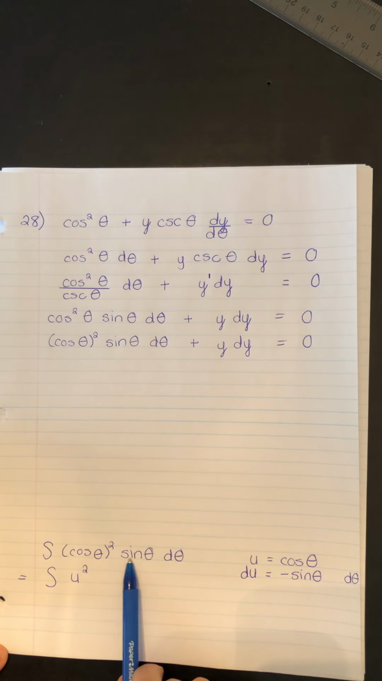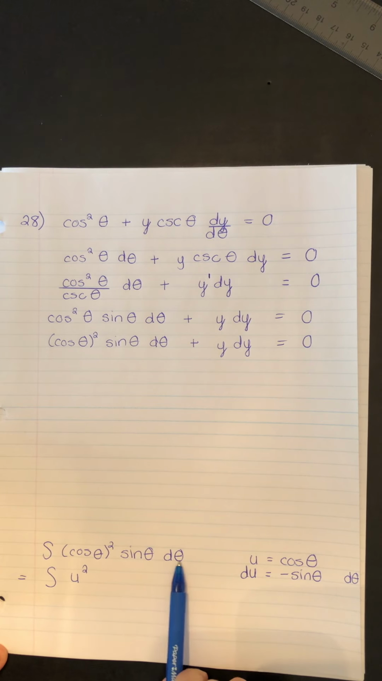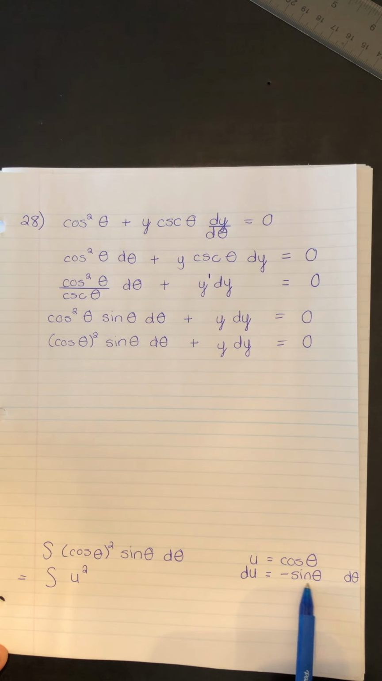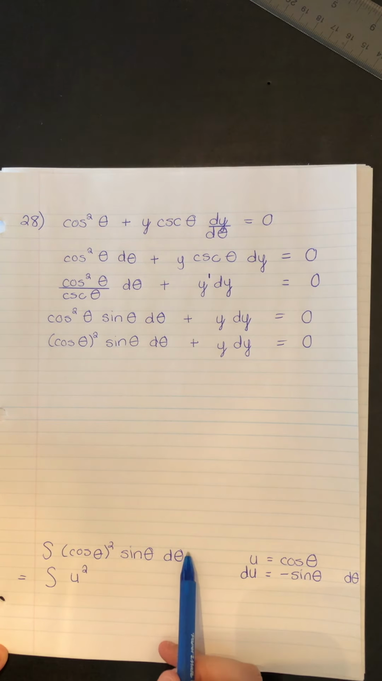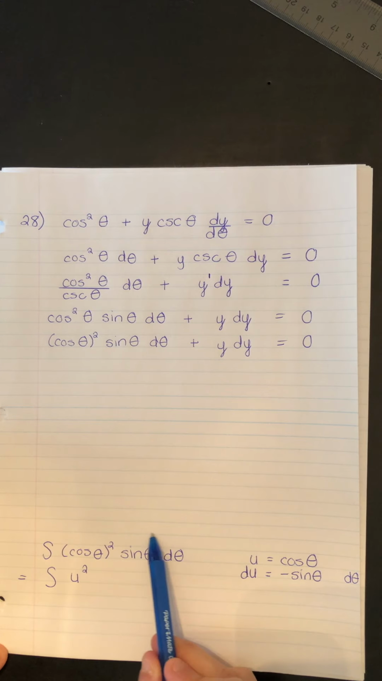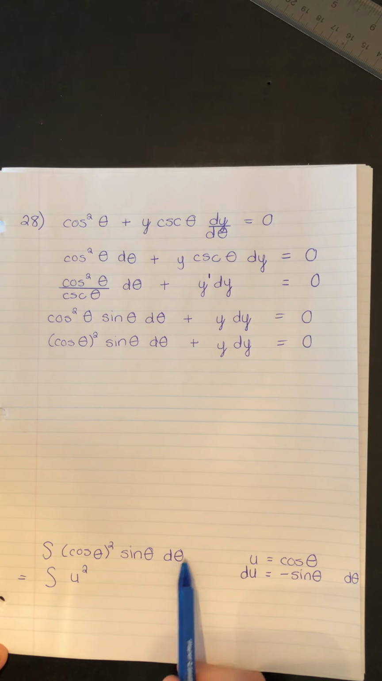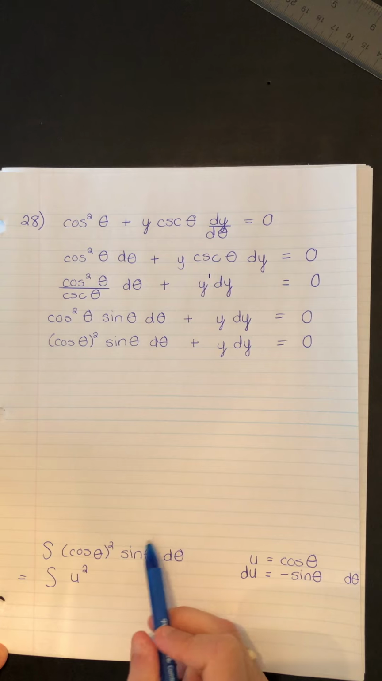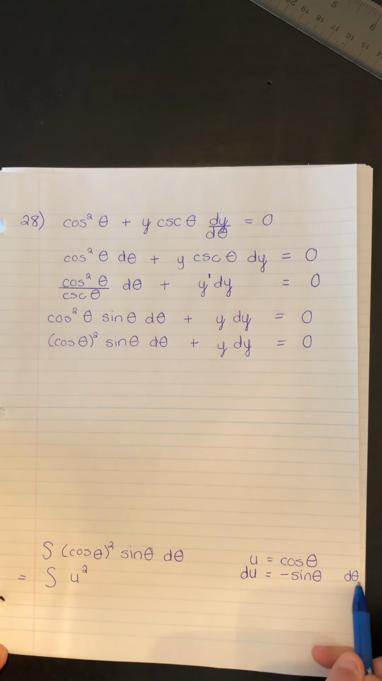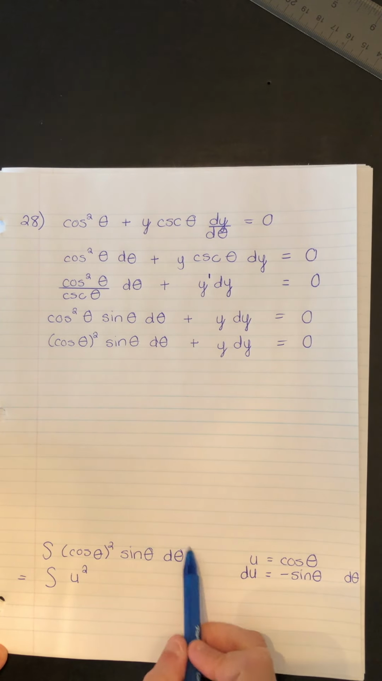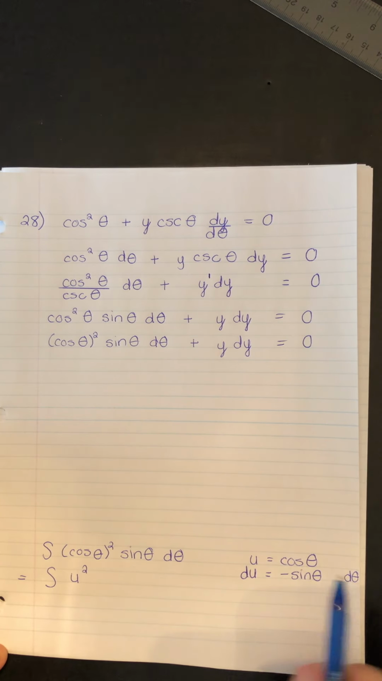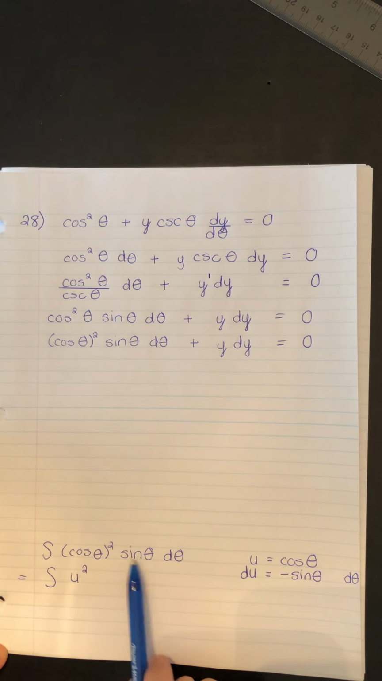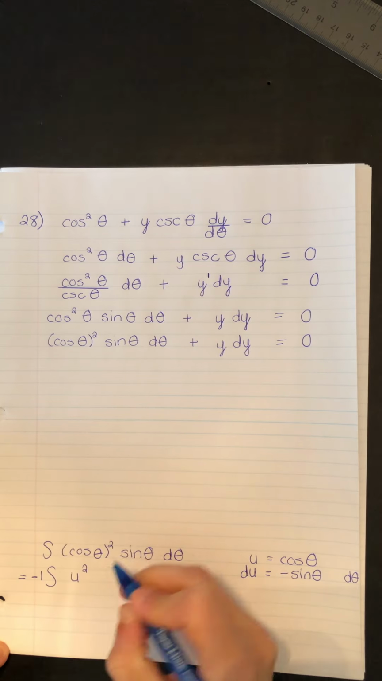Now, sine theta d theta is here. This is negative sine theta d theta. So this isn't exactly du. It's the negative of du. In other words, it's du multiplied by a -1, right? If you compare them, this is not exactly du. It is -1 times du. So that -1 factor can go here.